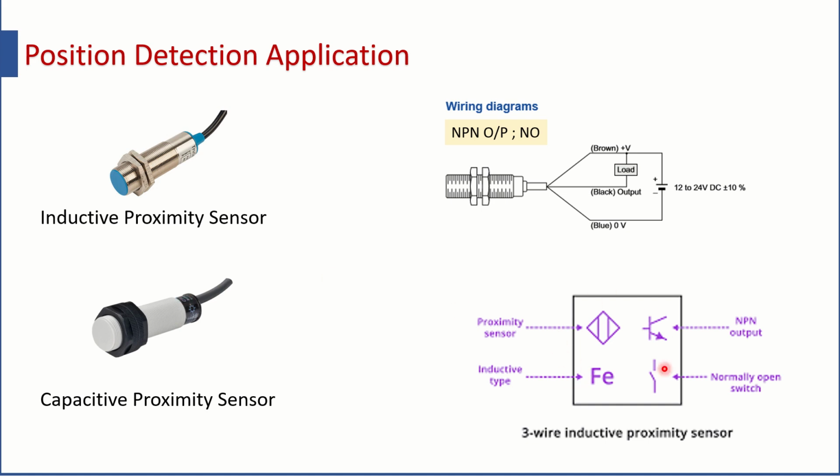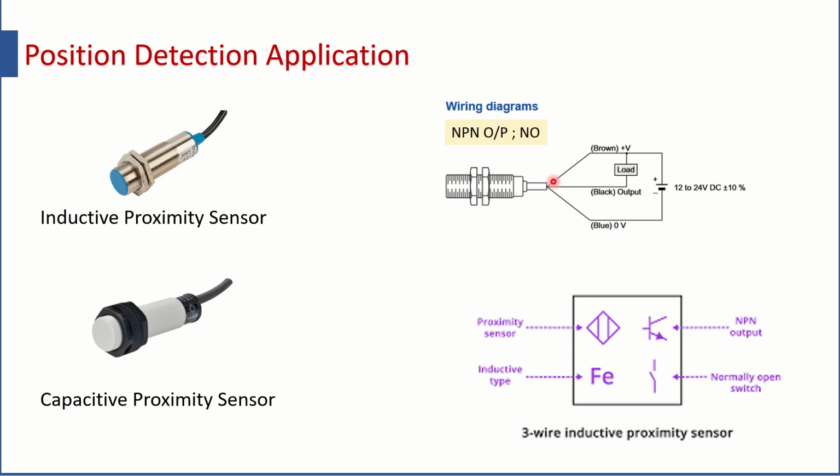This is the symbol of a proximity sensor. Now you can see this rhombus shape along with these vertical lines that shows you that this is a proximity sensor. Now this shows you that it is giving an NPN output. Whenever the FE is written, that is an inductive type, and this shows you that it is a normally open switch. This is the typical symbol of the normally open switch.